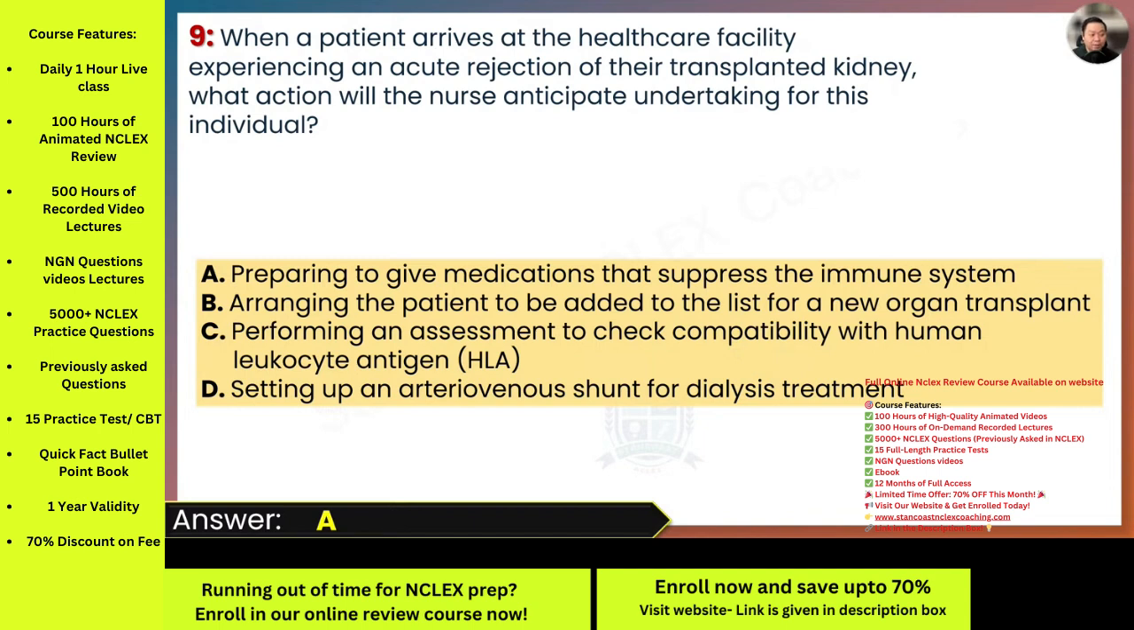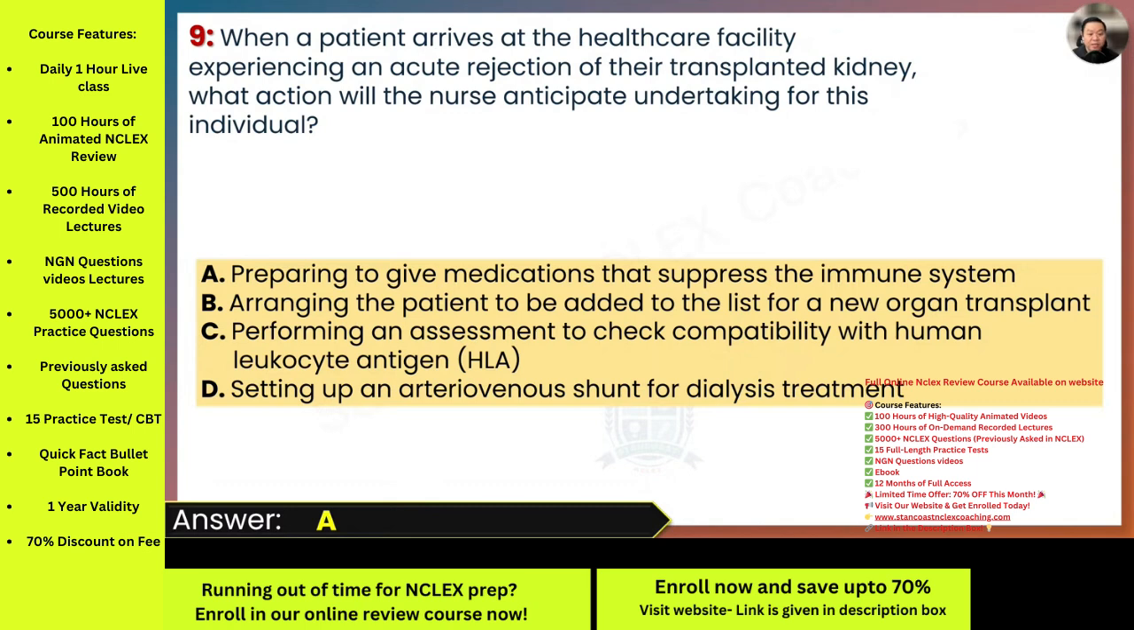Now, what about letter C? Performing an assessment to check compatibility with human leukocyte antigen. Why is this incorrect? Well, HLA compatibility testing is done before the transplant, not after. And this is done to ensure that the donor kidney matches the recipient's immune system. And once a transplant is in place and if rejection is suspected, the focus is on treating the rejection rather than retesting for HLA compatibility. All right. And so again, HLA is supposed to be done before the transplantation, not after.